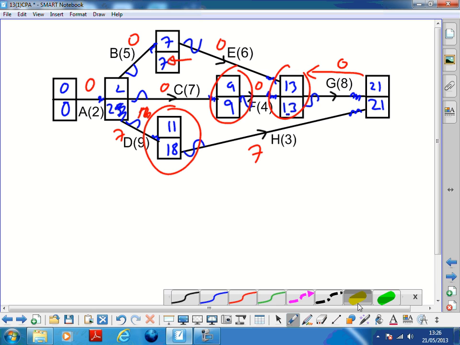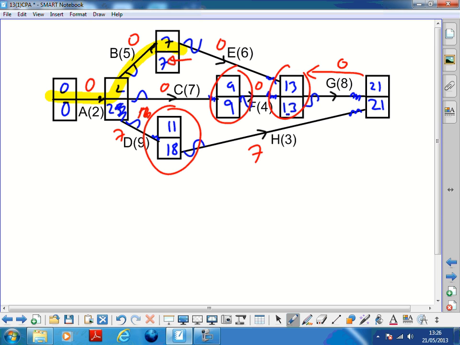There are 2 critical paths. So there's this one, and there's also straight down. Exactly. So we've got 2 critical paths. A, B, E, G is one critical path, and A, C, F, G is the other critical path. Yes, A, C, F, G, that is what I meant. Perfect. Sorted. Thank you.